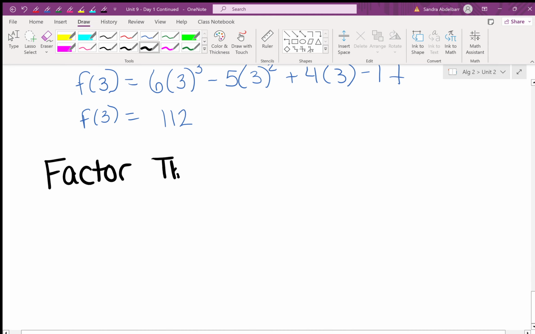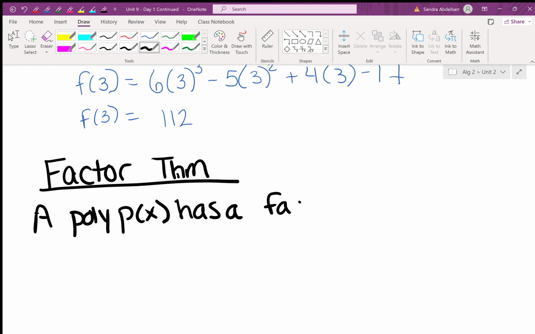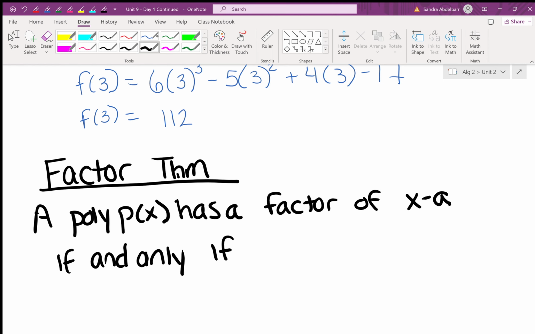So the factor theorem, which we already know. So the factor theorem says if we have a polynomial p of x, it has a factor of x minus a if and only if p of a equals 0. What do I mean when I say p of a equals 0? The remainder is 0, right, when we divide them. But the problem we just did, do we agree it was probably easier with the synthetic division?